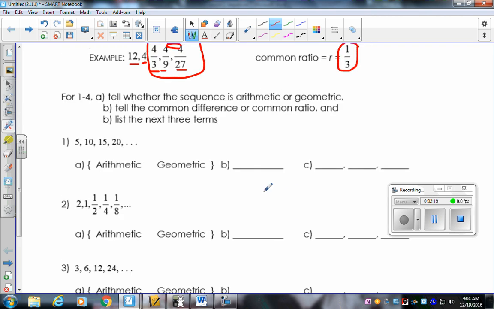All right, let's start off real basic and make sure we know how to identify the difference. Looking at this first pattern, my numbers are going 5, 10, 15, 20, and the dots imply that it's continuing on in that pattern. So this is arithmetic. I'm asked to list my common difference, which is 5 because I'm adding 5 each time. The next few numbers would be 25, 30, and 35.